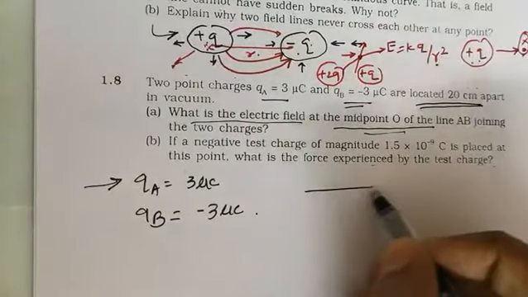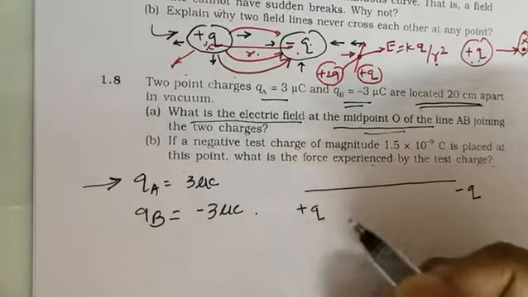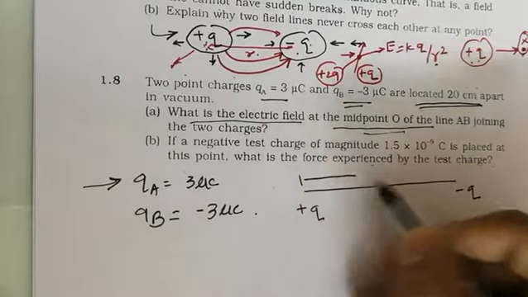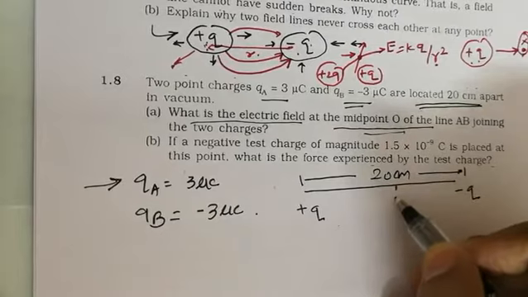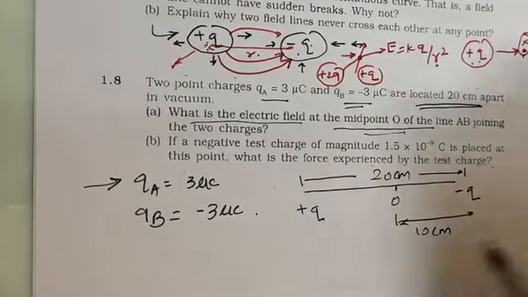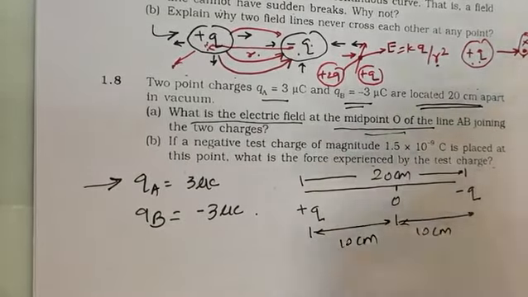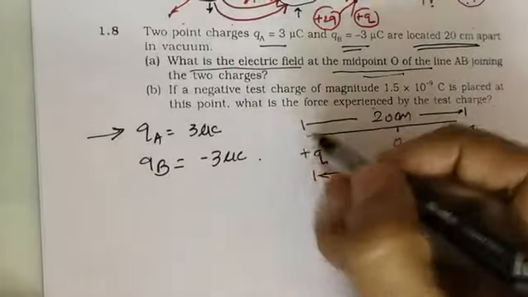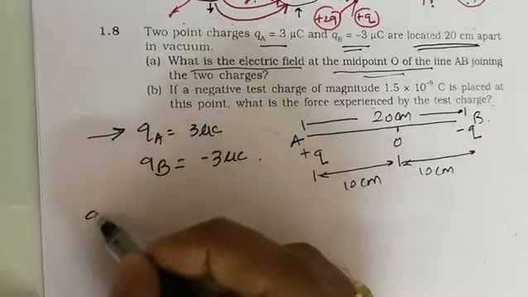I am drawing minus q and plus q. You can place these points anywhere. Both are 20 centimeters apart. This is the midpoint. From the midpoint the distance is 10 centimeters. The same is the case for the other one, it is also 10 centimeters. I am marking this point as the A point, and this is the B point.